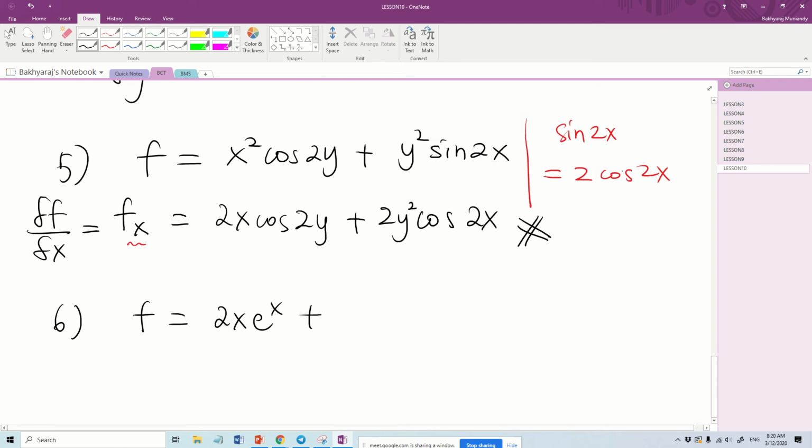Correct. Okay, this is right. So actually this one is correct. Very good. So since you differentiate sine 2x, here you get 2 cos 2x, and times y squared, you get this answer.